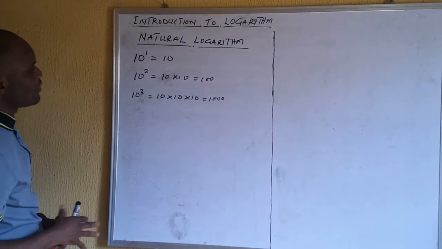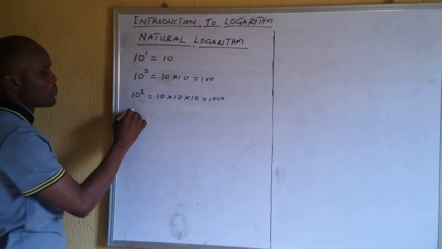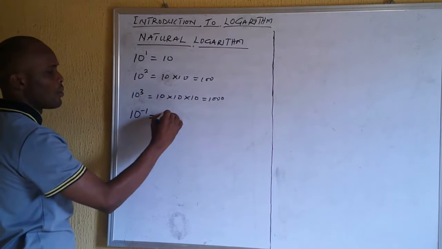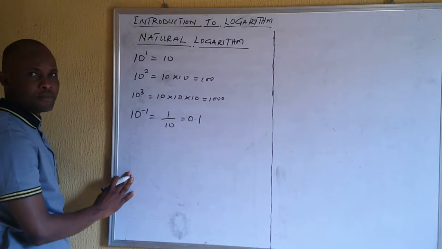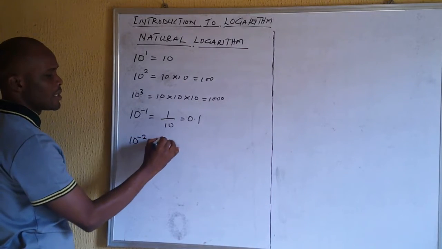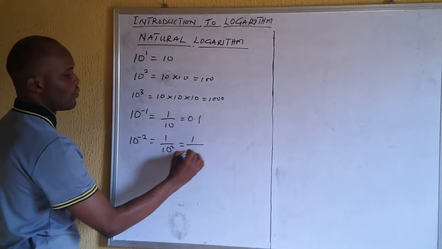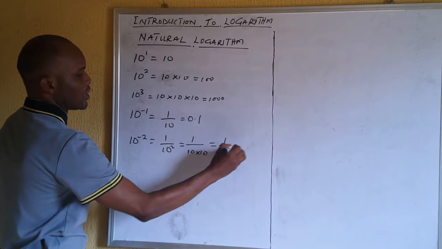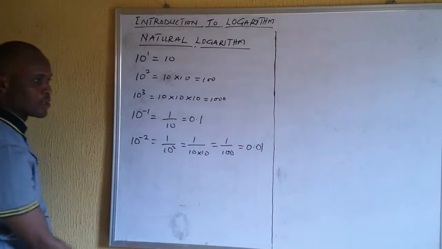Now, take a look at what we have on the board. We can also have a negative power. If we have a negative power such as 10 raised to the power of minus 1, this can be seen as 1 all over 10, which is the same thing as 0.1. Are we getting it? Then 10 raised to the power of minus 2 is the same thing as 1 over 10 raised to the power of 2, which is the same thing as 1 over 10 times 10, which is equal to 1 over 100, equal to 0.01, and so on.